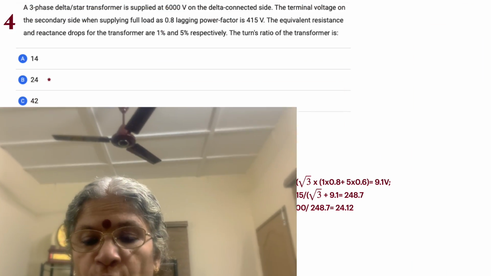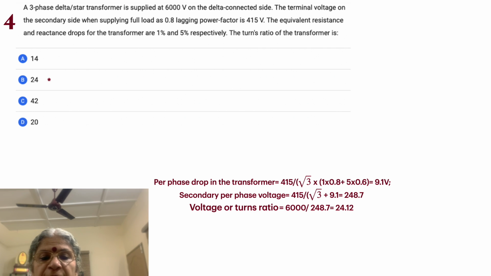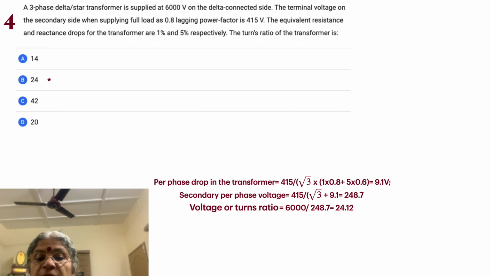The fourth problem is wherein we are having a three-phase delta star transformer. So delta star is now going to have a voltage divided by root 3 situation there. Supplied is 6000 volt on the delta connected side. That's the phase voltage and the line voltage. The terminal voltage on the secondary side when supplying full load at 0.8 lagging power factor is 450 volt. So it's supplying a load at 0.8 power factor lagging. The equivalent resistance and reactance drops for the transformer are 1% and 5%. Now, what is the turns ratio of the transformer? That's what is asked. So per phase.